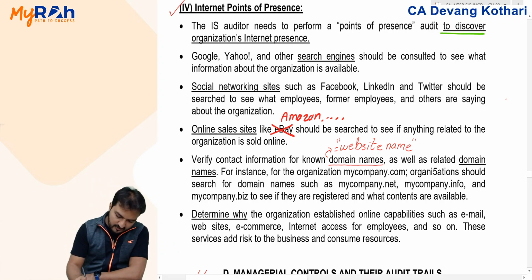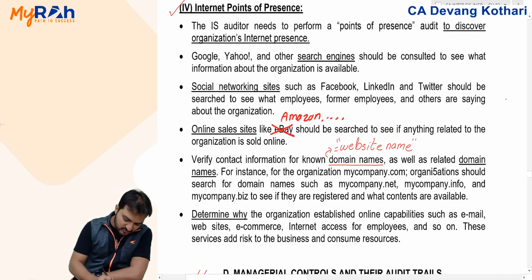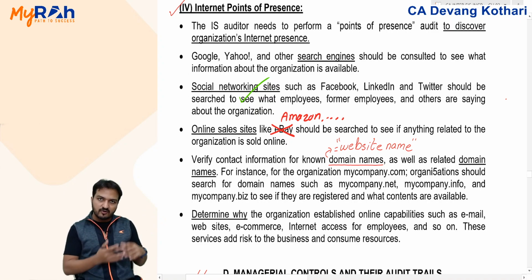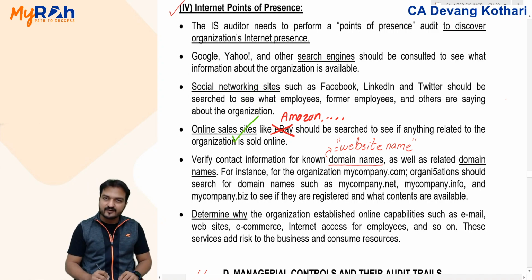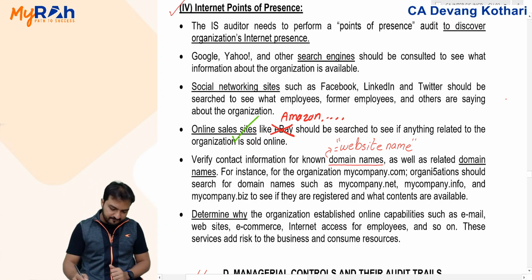To discover the organization's internet presence, you search on search engines like Google and Yahoo to see what the search engine says about my company. Also see social networking sites like Facebook, LinkedIn, Twitter, to see what people are saying about my company. Online sales sites, Amazon, Flipkart and all, see what product reviews your company is getting here.